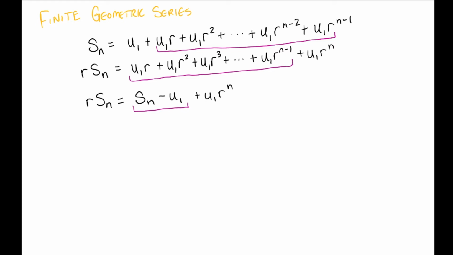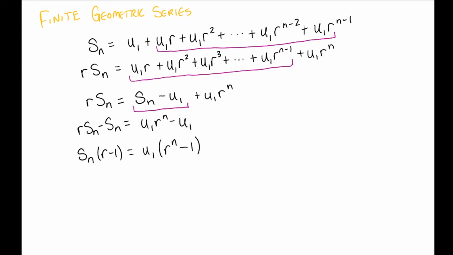Now I can start to take this development and sort things based on what's similar. I'm going to move all the Sn terms to the left-hand side. I'm going to leave all the u1 terms on the right-hand side because that's going to allow me to do some common factoring. On the left, I can common factor out the sum of the first n terms. On the right, I can common factor out the first term.